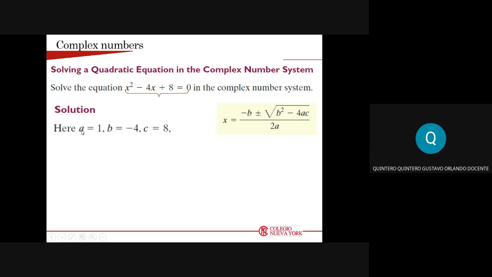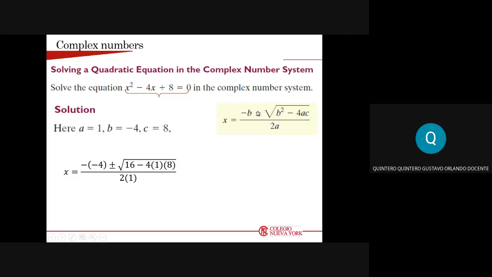Beautiful. Now that we have the values of A, B, and C, all we have to do is put them here in the formula. Replace the values. If you do replacements, this is what you're going to have: -4, double negative. Why? Simple. One of the negatives is the one of the formula, and the other negative is the one of the coefficient. So we have a double negative.